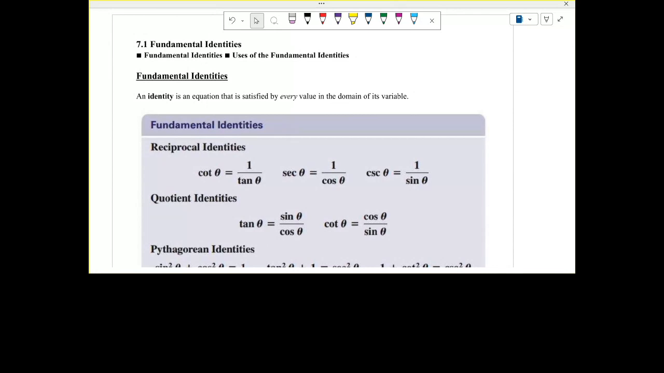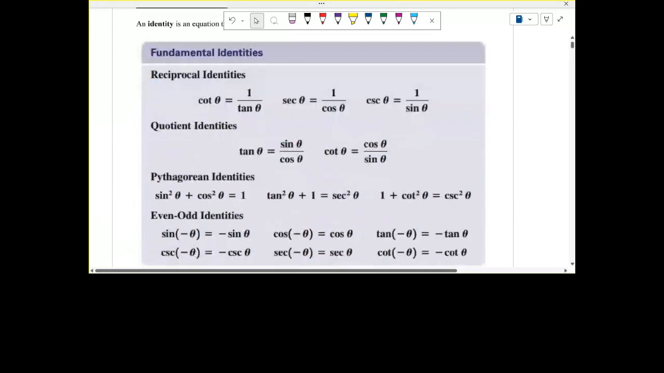The first ones we're going to talk about are these fundamental identities that we call reciprocal identities. So, if you remember, if you're looking for the cotangent of an angle, it's just one divided by the tangent, right? You can take the reciprocal and you'll get that. The secant of an angle is one divided by the cosine, and the cosecant is one divided by the sine, right? We flip it and we find those others.